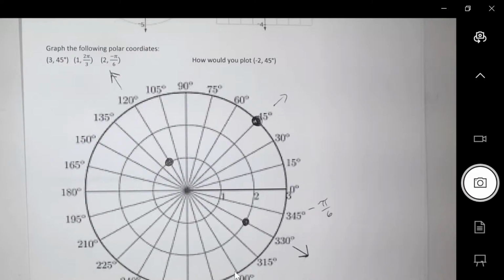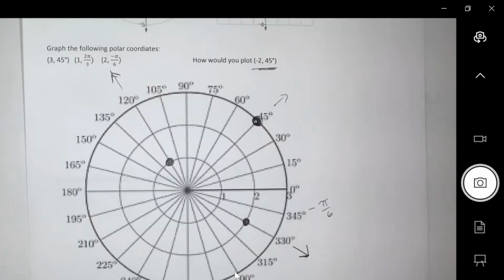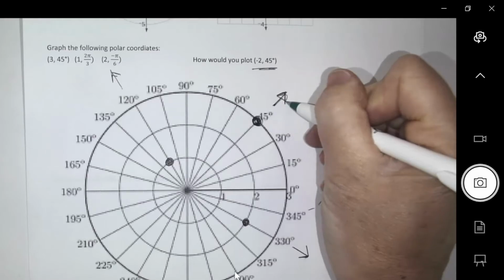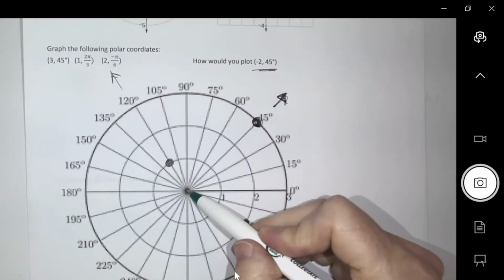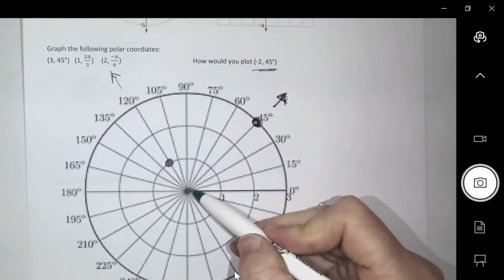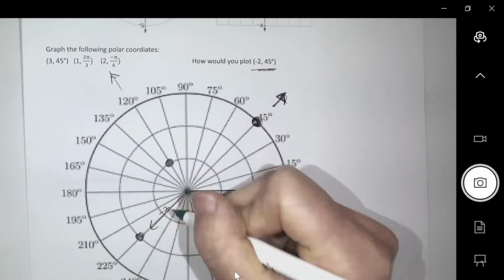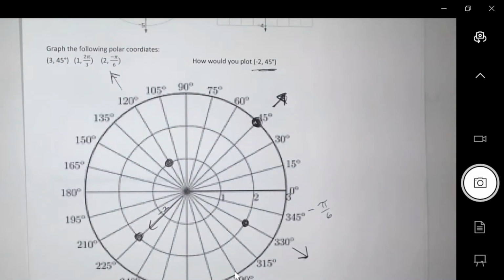Okay, now here's the one that's tricky. How would you plot this one? Negative 2 comma 45. So you're going to head towards 45. So that's going this way. But you're going to go negative 2 in that direction. So basically, I'm going to have to head backwards. Does that make sense to you? I looked at the 45, and then it's like I'm walking backwards from there, from the center. Okay?